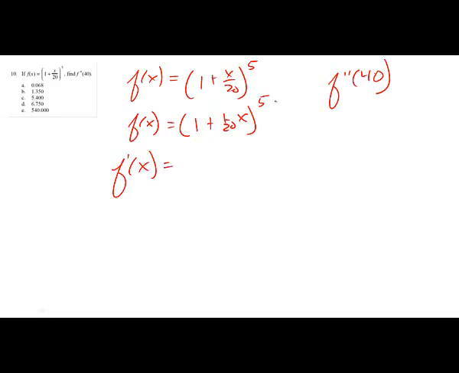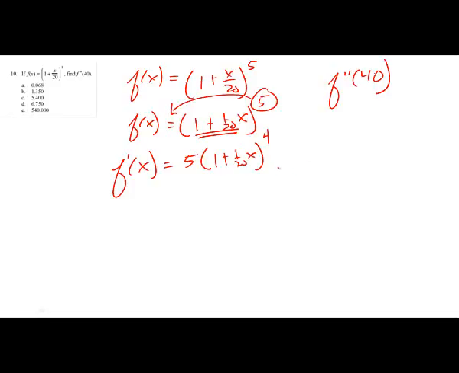So my first derivative says I take this and bring it where? Front. So we've got 5 times (1 plus 1/20 x) to the 4th power. And then I have to do the chain rule, the inside. So what's the derivative of the inside? 0. I mean 1/20. 1 over 20.